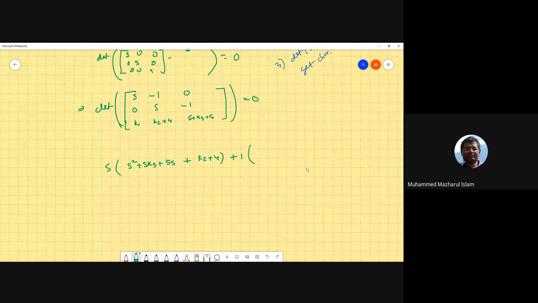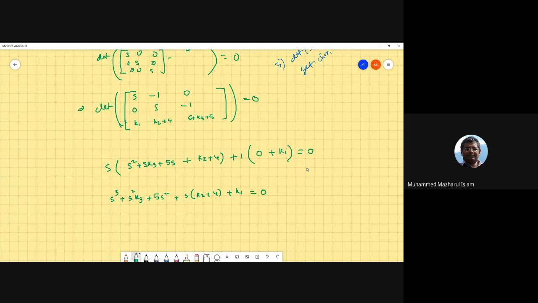I'm doing it along the first row, expanding this, calculating the determinant along the first row. So this will be 0 and then plus k1. Check whether this is right or did I make a mistake. So this will be s cube plus s square k3 plus 5s square plus s into k2 plus 4 plus k1 equals to 0.